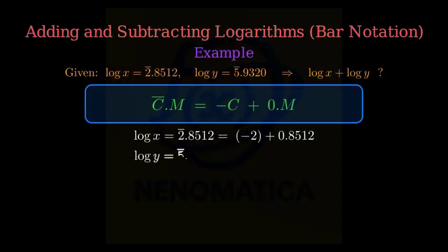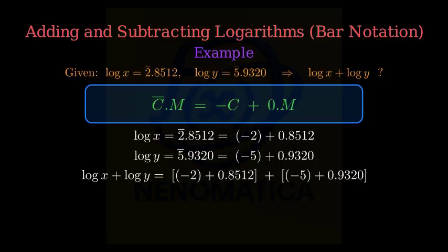Start by grouping characteristics and mantissas. Add the mantissas. 0.8512 plus 0.9320 equals 1.7832. Add the characteristics. Negative 2 plus negative 5 equals negative 7.